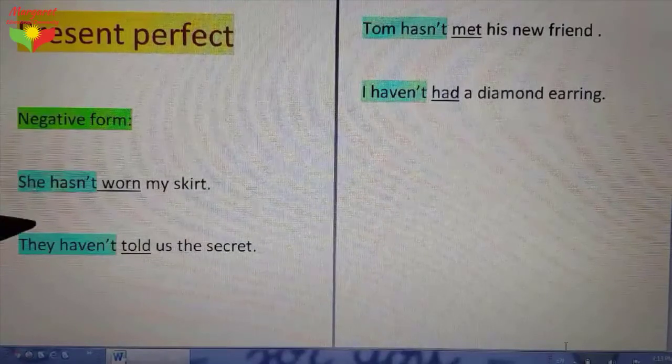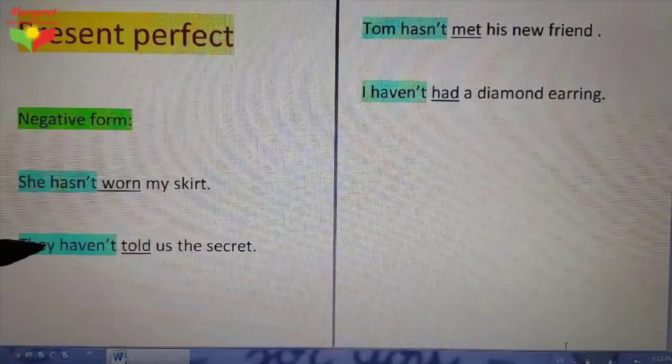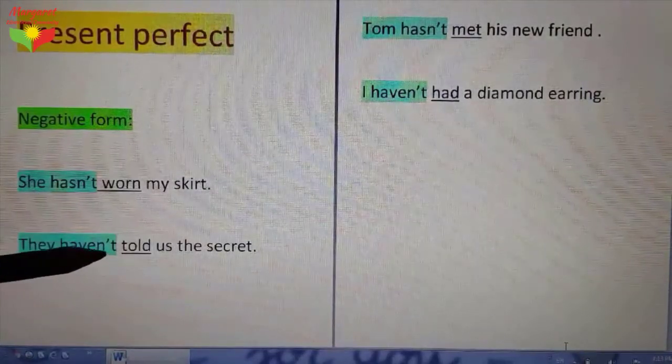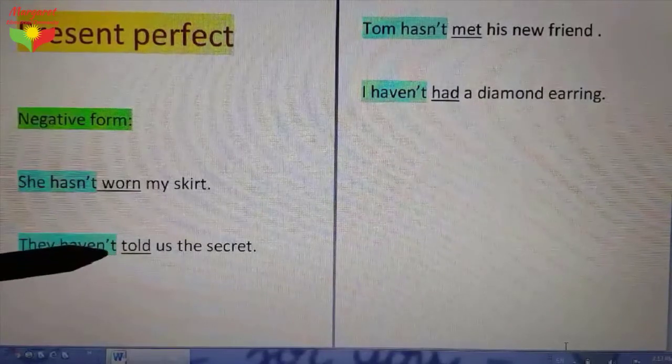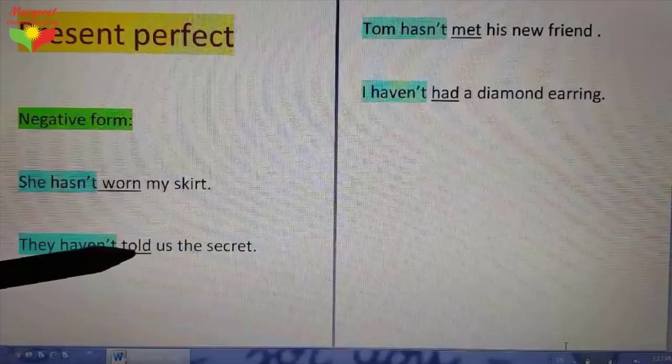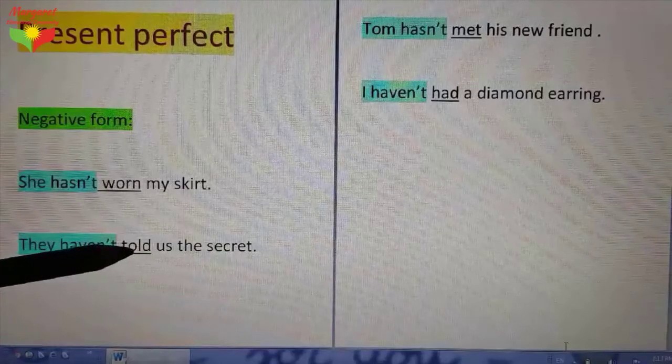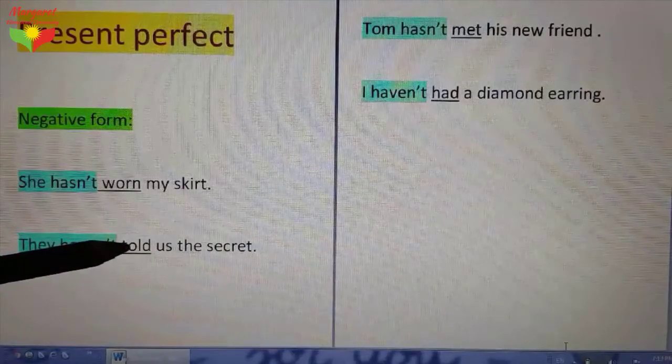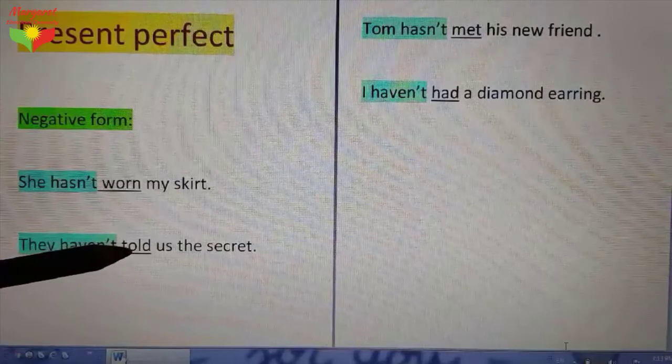The next sentence. They haven't told us the secret. So they, this is the subject. Haven't, this is the auxiliary verb in the negative form because we have not on have. Told, this is the verb in the past participle form because the base form is tell, the past form is told, and the PP is told as well.